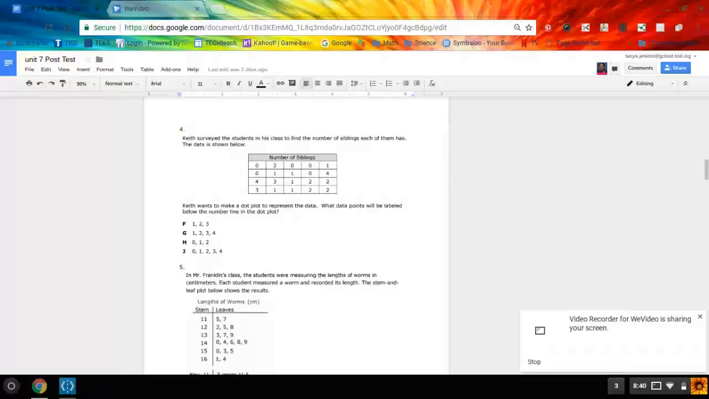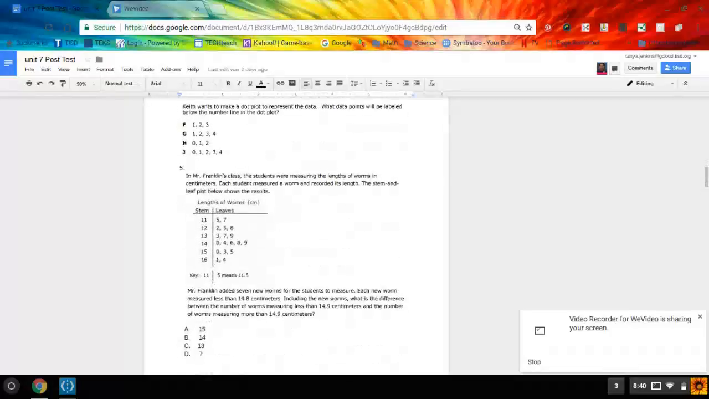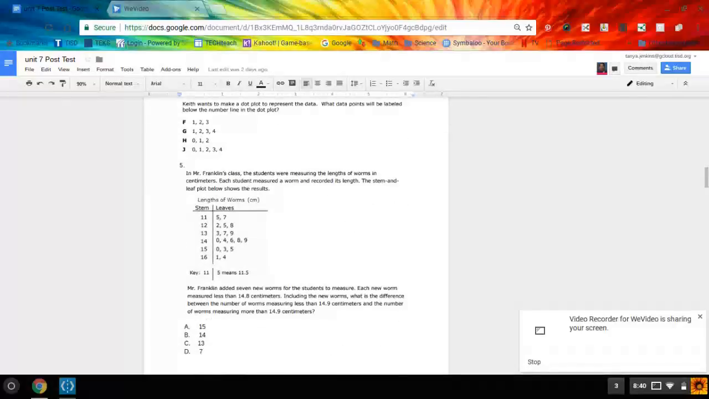Number 5. In Mr. Franklin's class, the students were measuring the lengths of worms in centimeters. Each student measured a worm and recorded its length. The stem and leaf plot below shows the results.